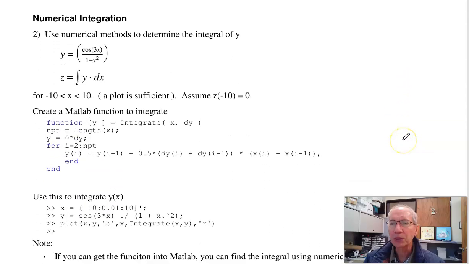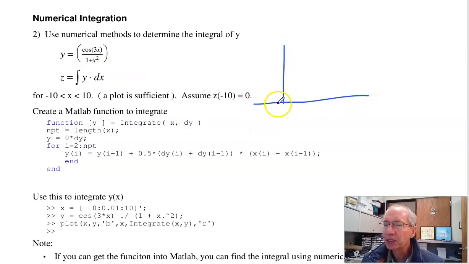Problem number 2. Find the integral of this function. Now, when you take Calculus 2, you'll learn how to find the integral by hand. Here, we're just going to use numerical methods in Matlab. That's part of the power of Matlab. If I can get the function into Matlab, I can find the integral. And the approach I'm going to use is trapezoid rule.